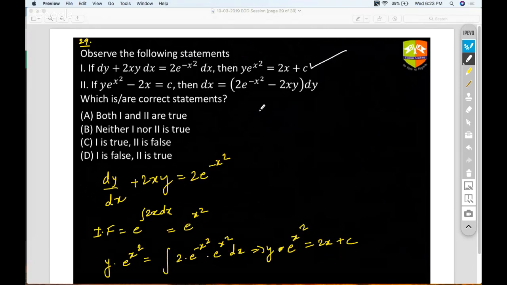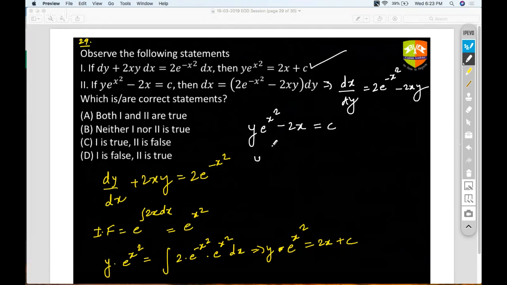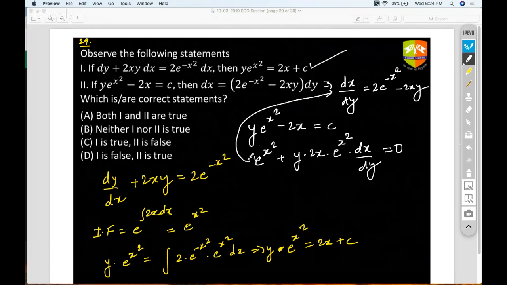That's for sure. Now statement 2 says that if y is equal to this, then dx by dy, I have to show that it is e to the power minus x square minus 2xy. Let's take this expression and differentiate both sides with respect to y. It will be e to the power x square plus y into 2x e to the power x square dx by dy is equal to 0. Unfortunately, I don't see this coming. I don't see this equivalent to this. So statement number 2 is going to be wrong. Statement number 1 is right. So option C is going to be correct.